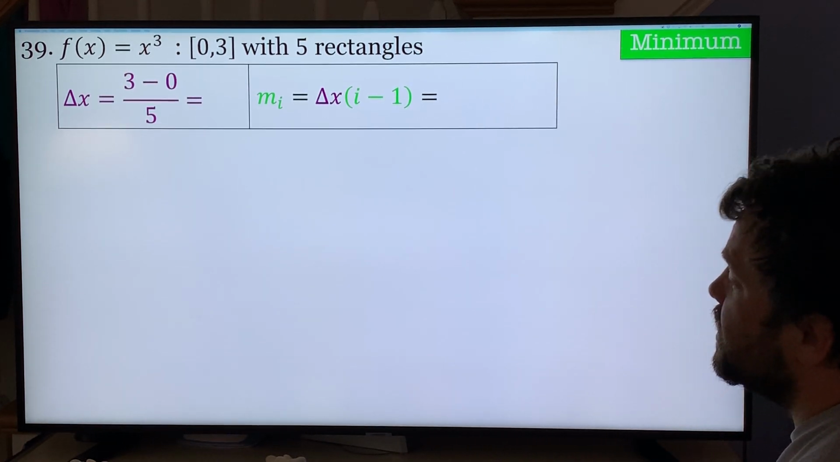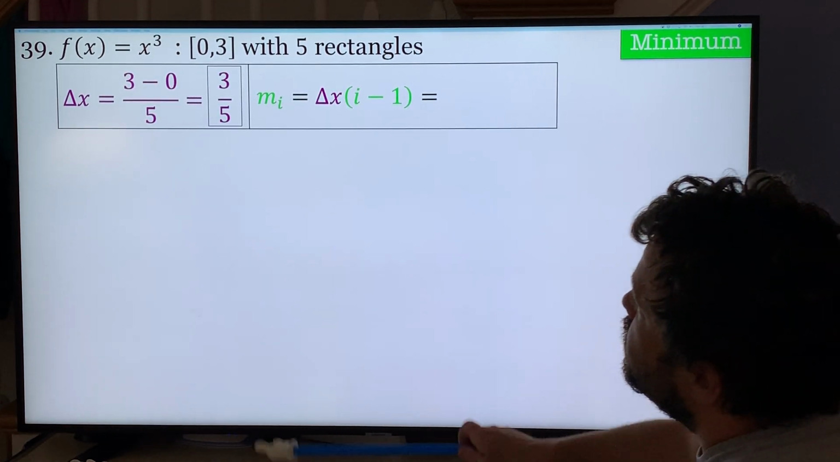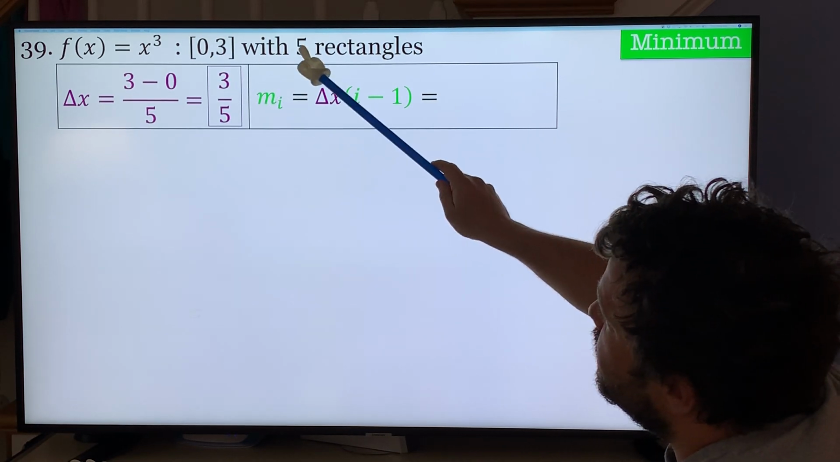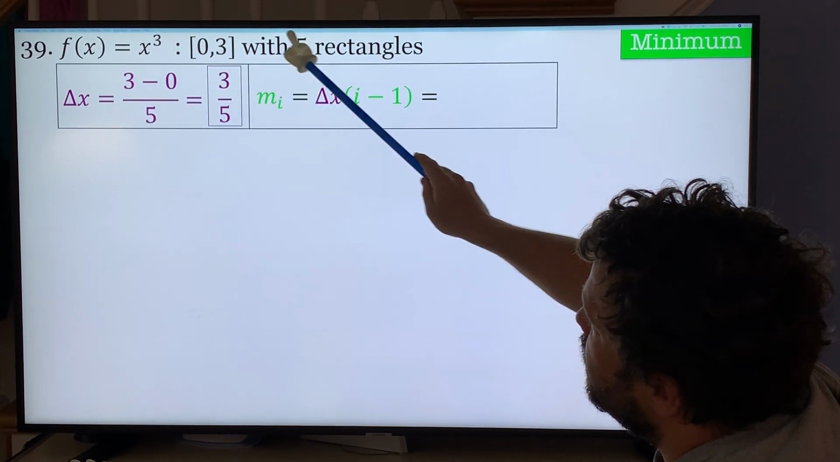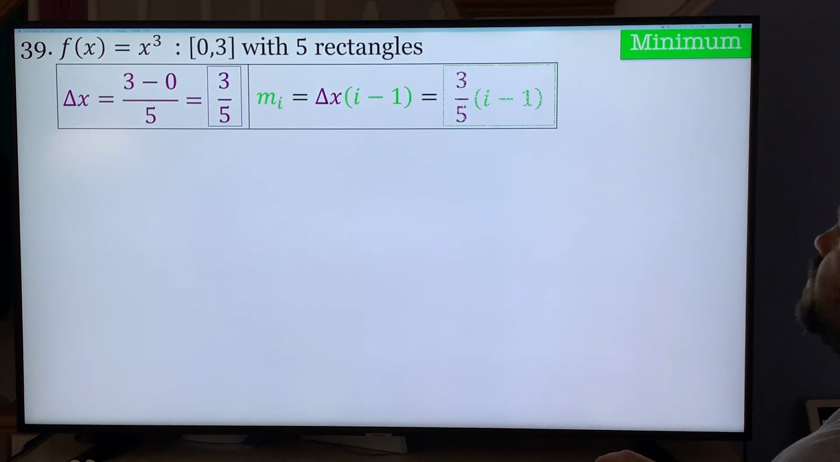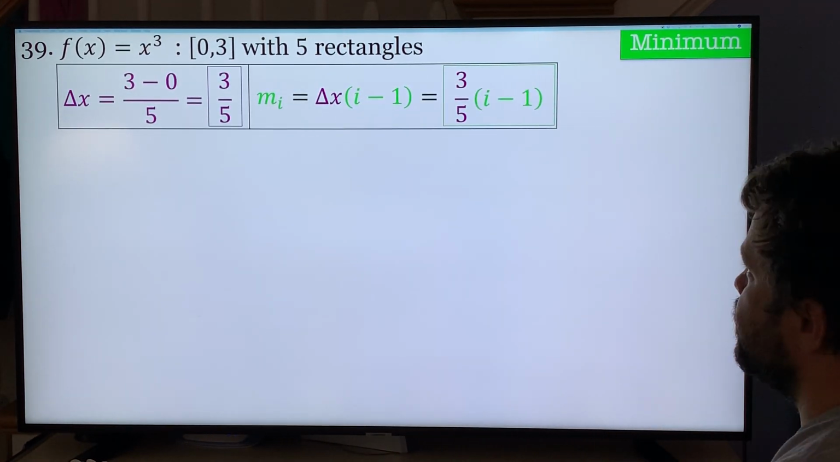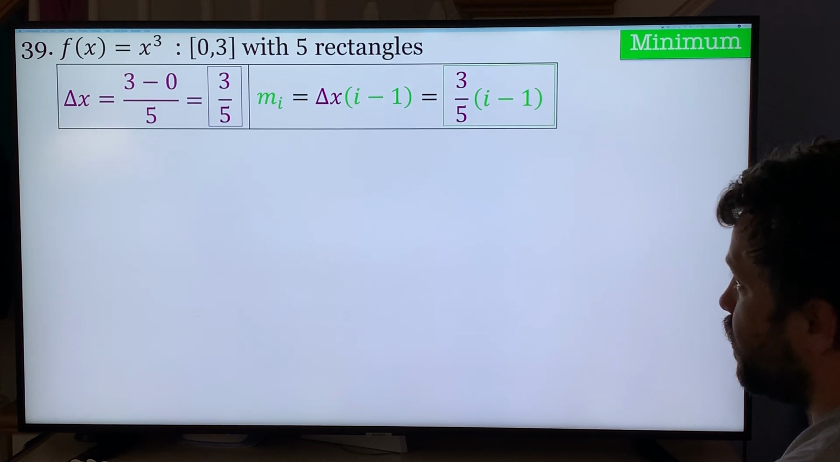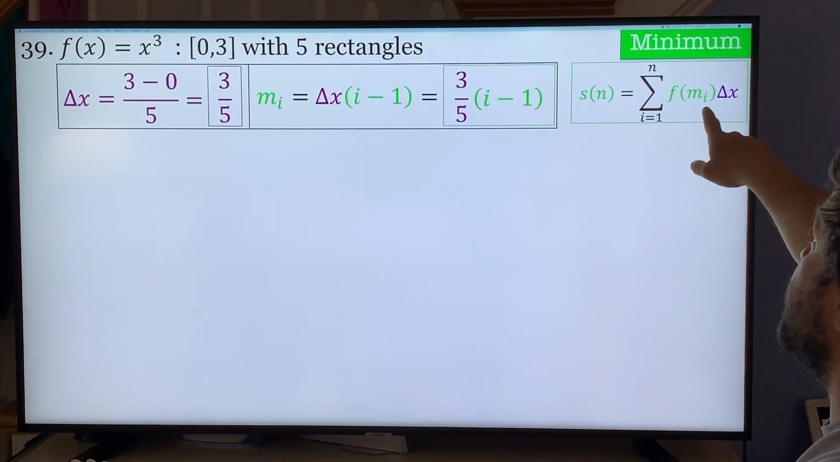Delta x is 3 minus 0 over 5, that is, b minus a over the number of rectangles, 3/5. Then m_i is 3/5 times (i minus 1). So you're going to plug it in here.